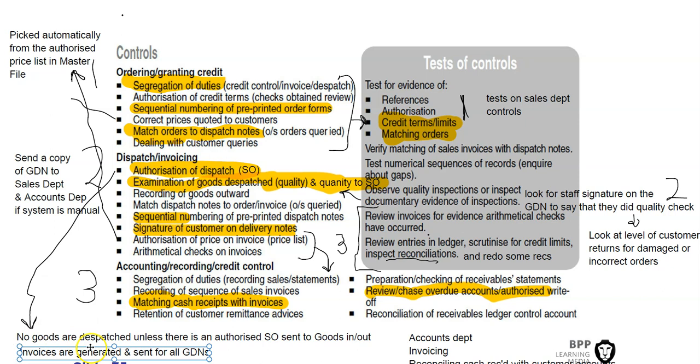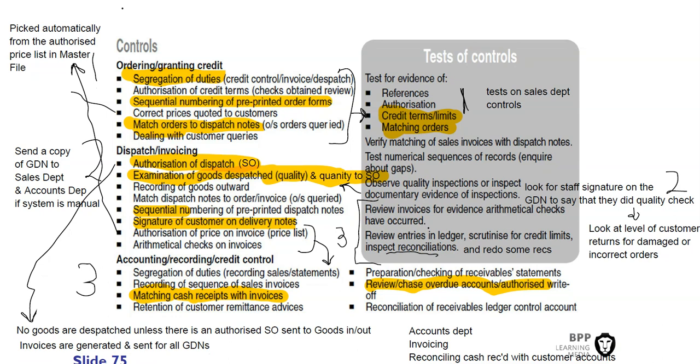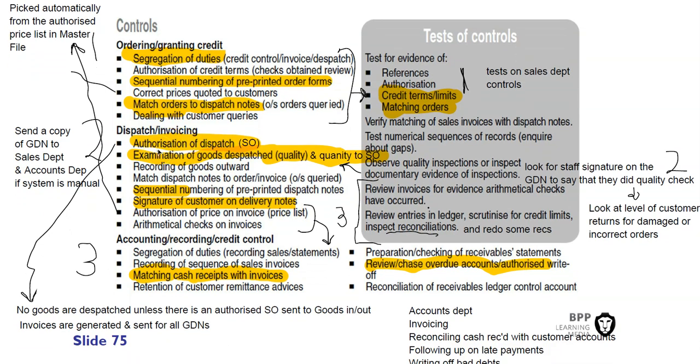So the main control is invoices are generated and sent for all goods dispatch notes. That's the main control. So a copy of the goods dispatch note is sent to whoever is responsible for invoicing. So a goods dispatch note generates an invoice, and it's only at that point an invoice should be generated. You shouldn't recognize, because an invoice means a sale is going to be recognized in the accounts, and you shouldn't recognize a sale until the goods have been dispatched, and ideally until the customer has acknowledged receipt. But normally an invoice is generated on dispatch.